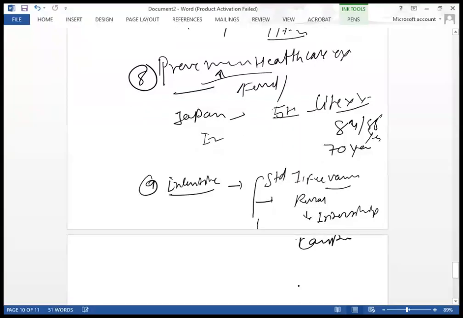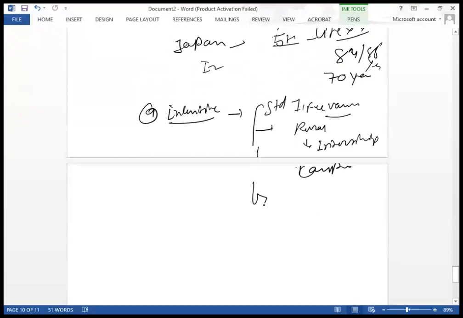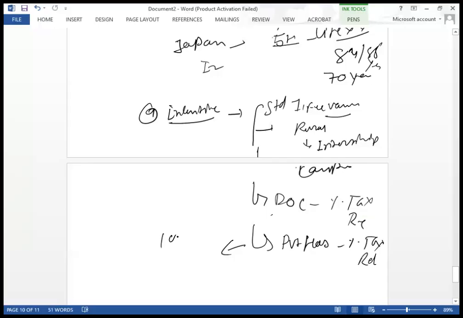Then we can give incentives to doctors, a certain percentage of tax relaxation. We can give incentives to private hospitals on a certain percent of tax relaxation. Like if there is 100%, out of it, if 20% they provide access to healthcare at a minimal amount, then the government will give a certain percent of tax relaxation.